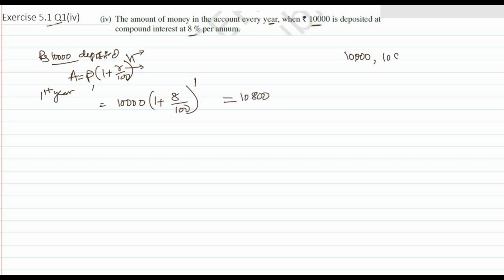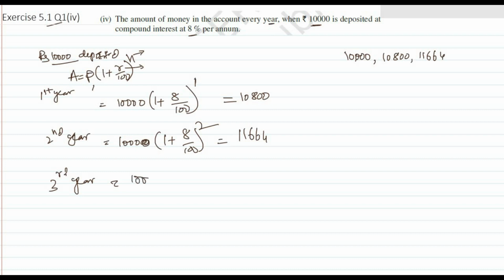So the second number in the series will be 10,800. Now for the second year, this will be 10,000 into 1 plus 8 by 100 to the power of 2, which is equal to 11664. So the third number is 11664. Okay. And for the third year, this is equal to 10,000 into 1 plus 8 by 100 to the power of 3, which is equal to 12597. Okay. So this is the series we obtained after calculating the compound interest at the rate of 8%.